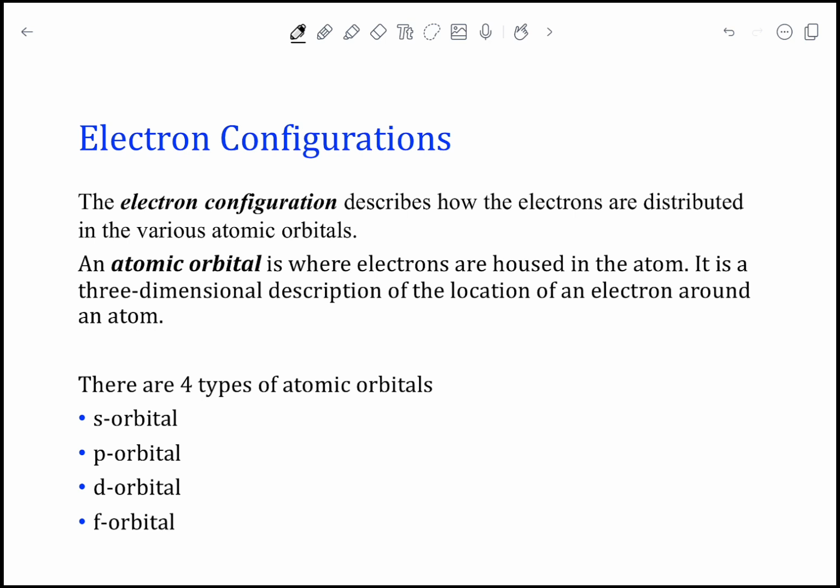But what I'm going to give you here about atomic orbitals is a nice overview so that we understand the organization that comes along with electron configurations. So, an atomic orbital is where electrons are housed in the atom. It is a three-dimensional description of the location of an electron around an atom.